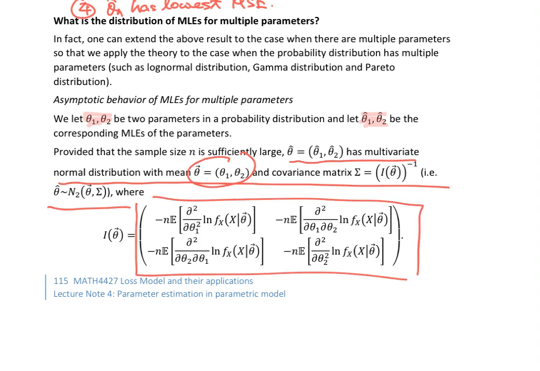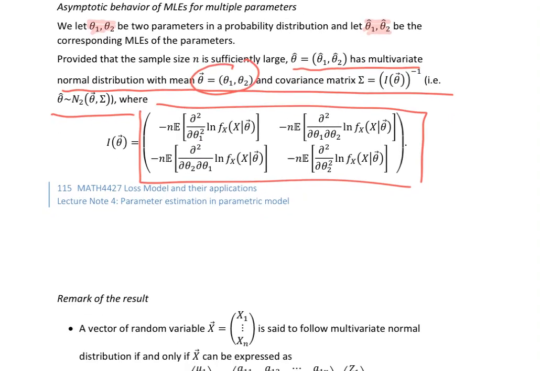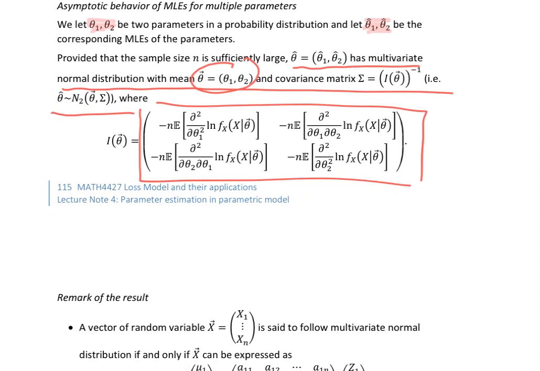Here this I theta will be this 2 times 2 matrix, which is given this way. In order to have a better picture of what this theorem is about, let me first briefly explain what this multivariate normal distribution is.